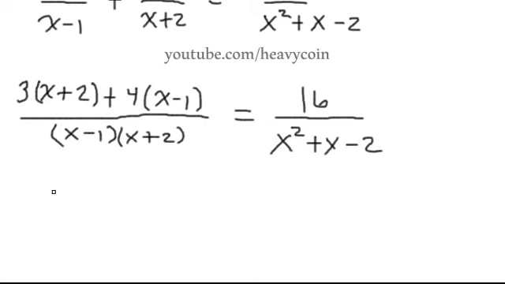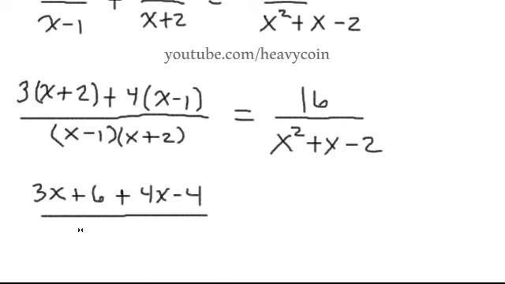Now let's go ahead and distribute this 3 across. So we have 3x plus 6 plus 4x minus 4. And that's all over, and you know what, I'm going to go ahead and multiply this stuff out down here in the bottom. So x times x is x squared. x times 2 is 2x. Then we have negative 1 times x. So that becomes just x. Right? 2x minus an x is just an x. And negative 1 times 2 is negative 2.